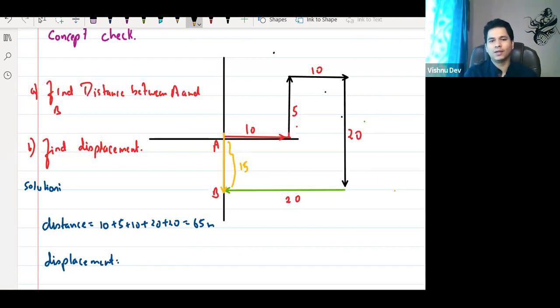Think about it. Yellow line length: the total is 20 and 5 has gone up, so what will be the remaining below? This total is 20 and this is 5. So the remaining would be 15. Yes or no? So can I say, sir, displacement is 20 minus 5, which is equal to 15 meter. Agree? Agree everyone? Everyone is getting this? 15 meter, yes. Right?